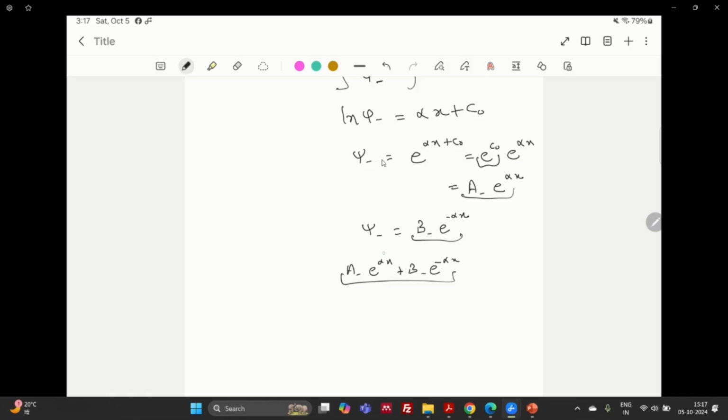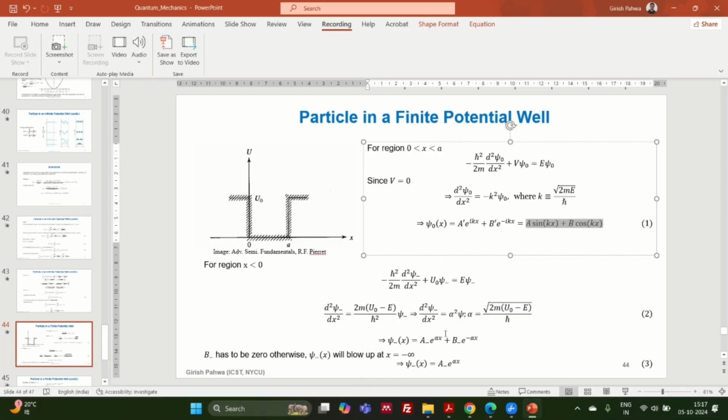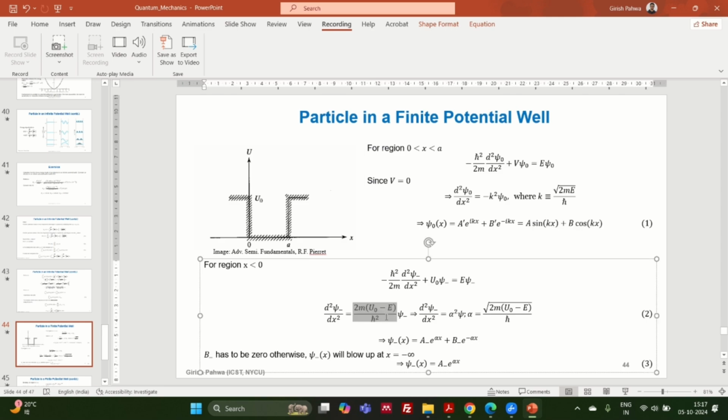But the thing to notice is that this is not a complex quantity, it's a real number. So why is it a real number? Look at this. Alpha is equal to root of 2m into u naught minus e by h bar, and u naught is greater than e, so that will be positive. So under root of a positive quantity will give you a real number. Okay, so this is what you have in this region, x less than 0.